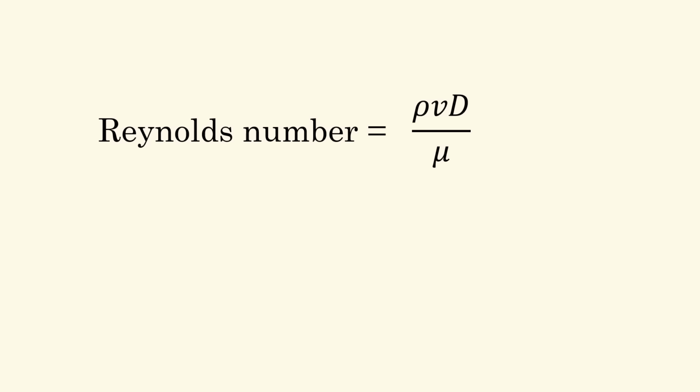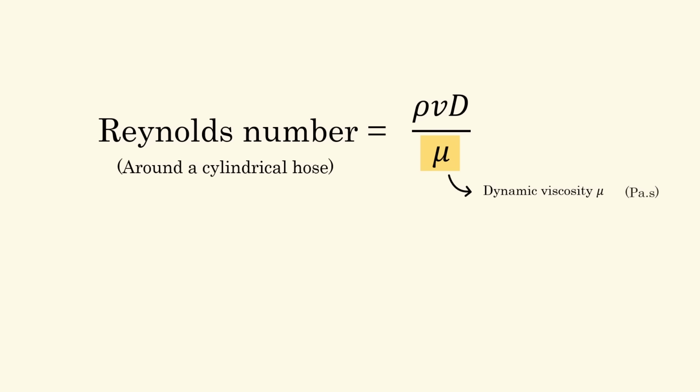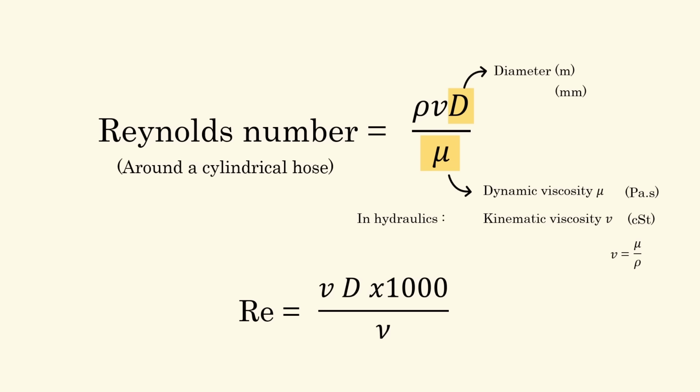Now, the Reynolds number is usually expressed using dynamic viscosity. But in hydraulic system, we typically use kinematic viscosity in centi-stokes and hose diameter in millimeters. So the Reynolds number equation can be simplified to Reynolds number equal to velocity in meter per second into diameter in millimeter into 1000 divided by kinematic viscosity in centi-stokes.